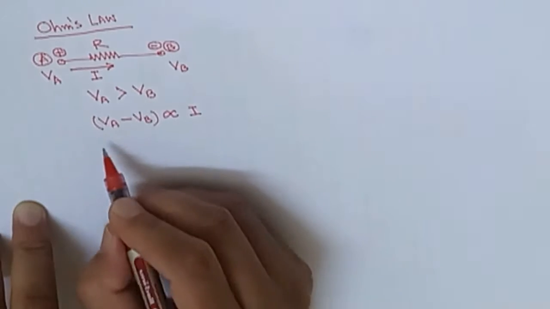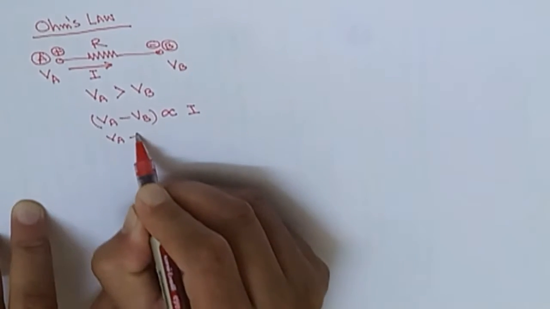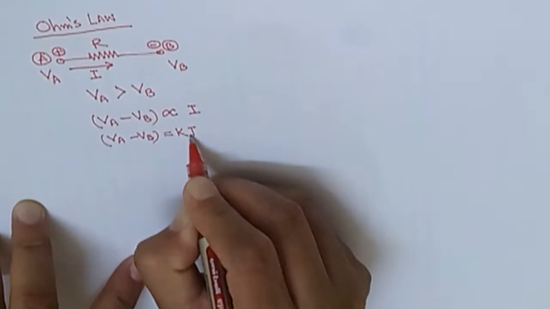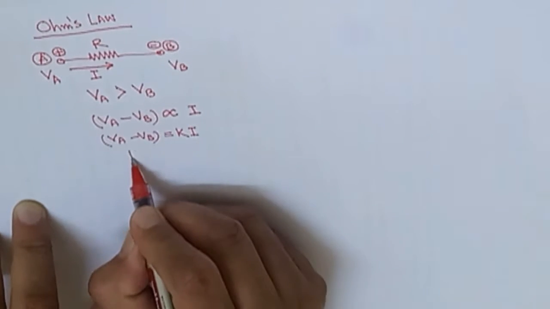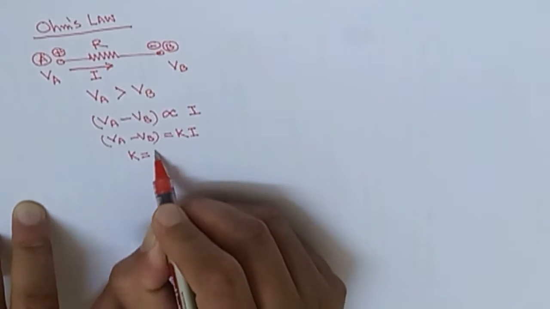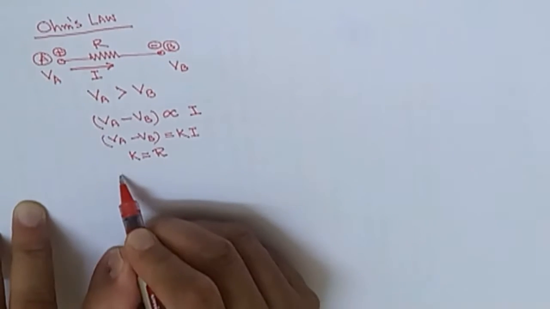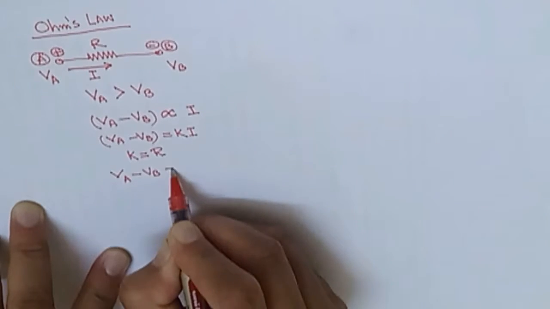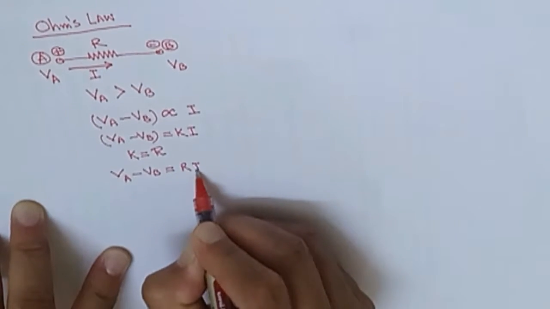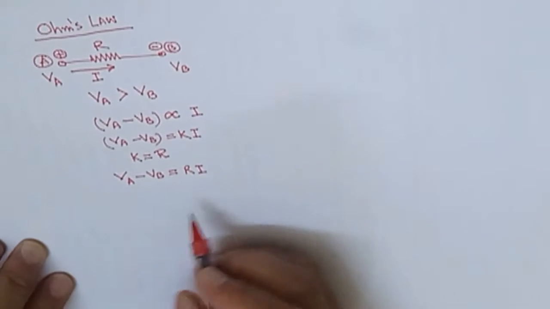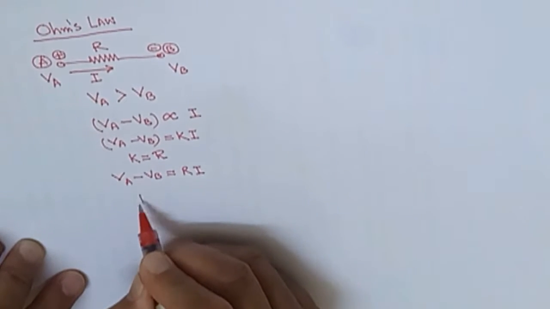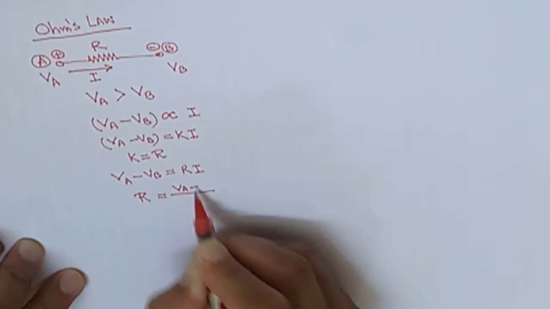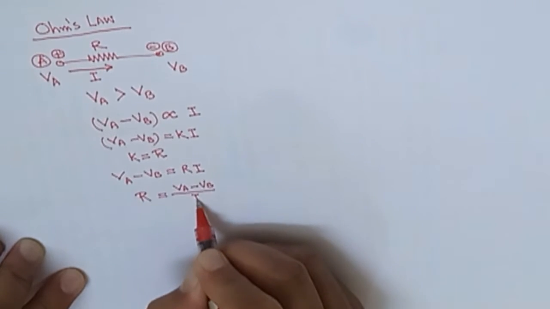This is directly proportional, so VA minus VB will come with a constant times I. This constant K, for Ohm's law, is the resistance R. So our formula comes to VA minus VB equal to RI. From there itself we can calculate the resistance R, which is equal to VA minus VB divided by I.